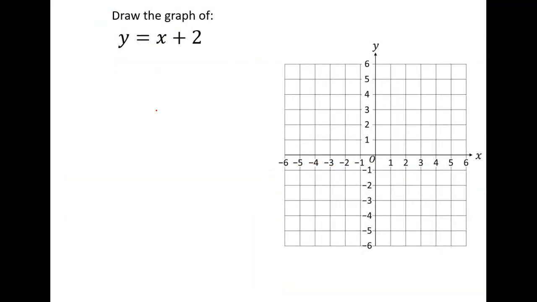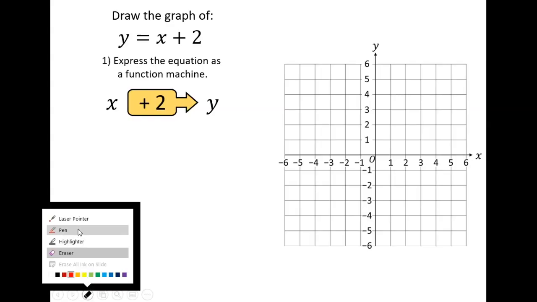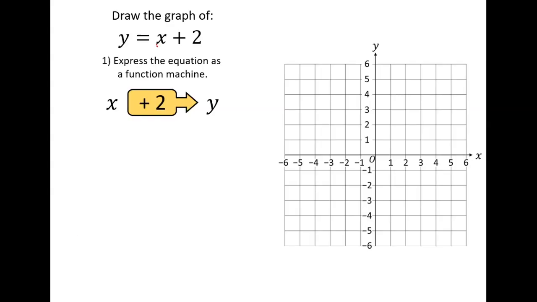We'll look at one more method in a minute here. So first example, draw the graph of y equals x plus 2. Okay, so the first thing is we express the equation as a function machine. This just basically means that you're going to put a value in, and this function machine is going to spit out a different number or a different value. So this is my equation, y equals x plus 2. So if I put in a value for x, it's going to add 2 to whatever I choose for x. So whatever number I choose to be x, it's going to add 2, and that will give me my y. That spits out my y.